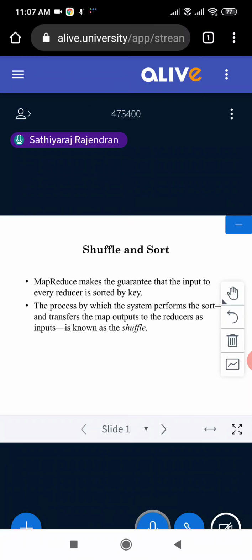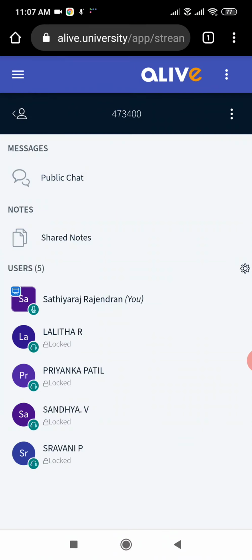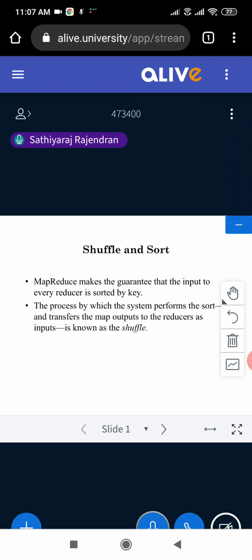Okay, I'm repeating it. Map means, if you have divided a task among 10 students, where each one will be trying to count the frequency of words, that is called map. You are mapping your problem to a set of candidates or a set of objects, that is called map. And the output of that map which is given as input to the reducer, that is called the shuffle phase. That is the meaning of shuffle.